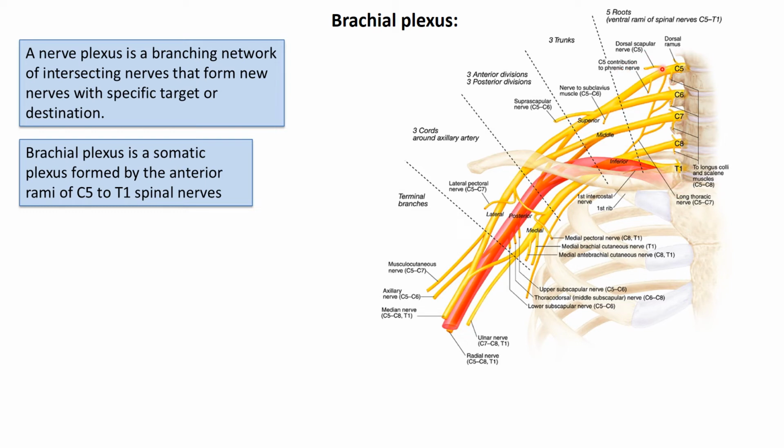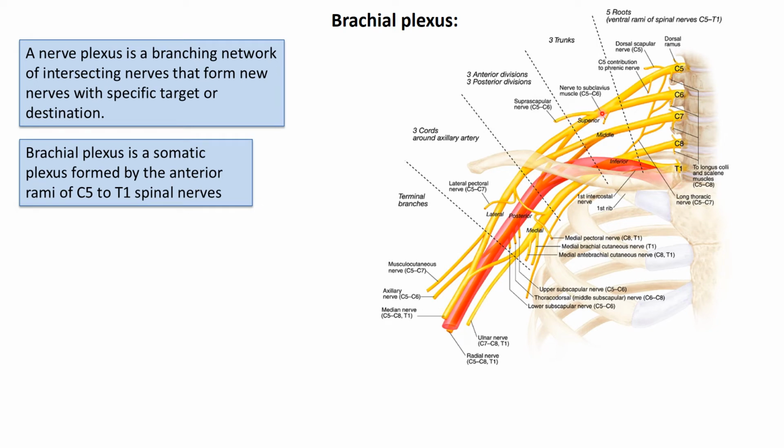Okay, now these roots: C5 and C6 join together to form one of the trunks of the brachial plexus, which is the superior trunk. Now C7, which is a root, continues itself as the middle trunk. And C8 and T1 join together to form the inferior trunk of the brachial plexus. So we have 5 roots, and then they join together to form 3 trunks. Again, the superior trunk is formed by C5 and C6, the middle trunk is C7 itself, and C8 and T1 form the inferior trunk. Again, these trunks are also located in the neck.